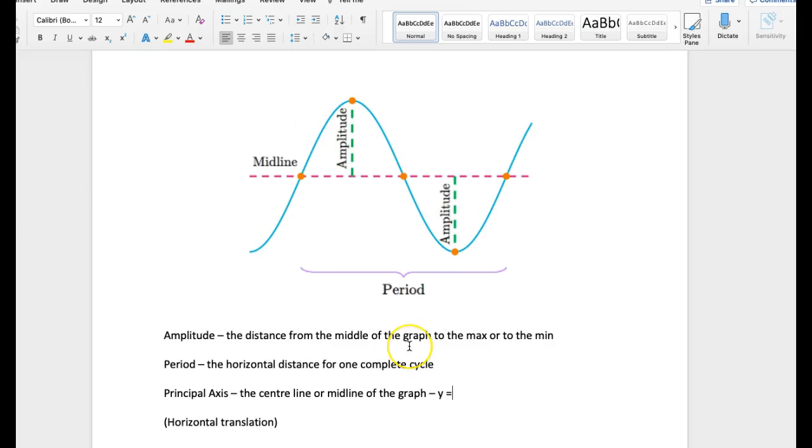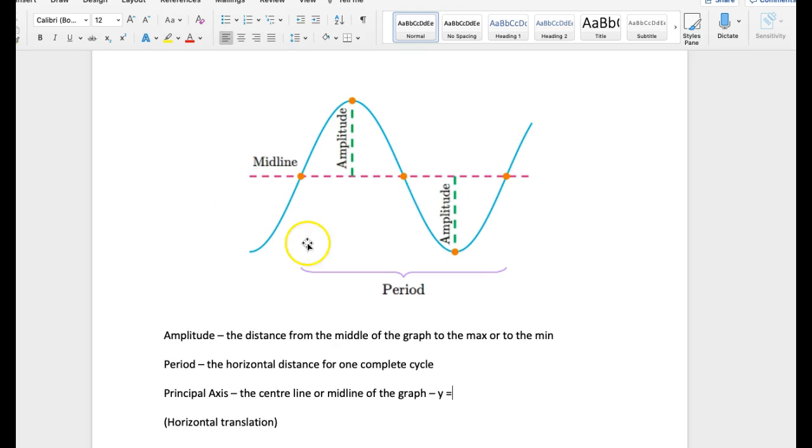Video to introduce us to the features of trigonometric graphs. Sine and cosine functions have this appearance. Sine functions often start at 0 and then go up and down like this. Cosine functions start there, but cosine functions are really just a translation of sine functions in a horizontal direction. They're very similar looking graphs.